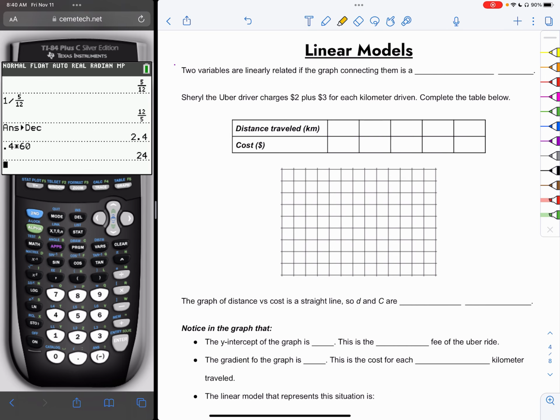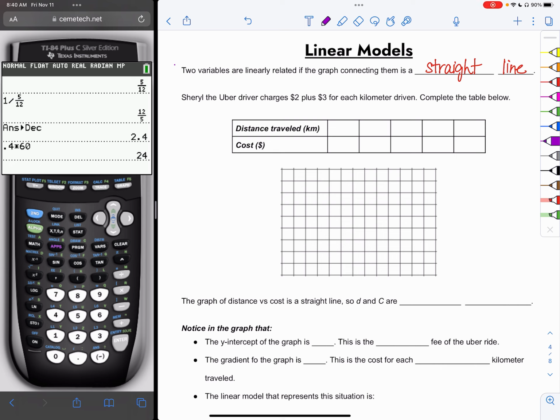Okay, so now let's look at linear models. So we know that two variables are linearly related whenever you have a graph connecting them, that graph should end up making a straight line. So it says here, Cheryl, the Uber driver, charges $2 plus $3 for each kilometer driven. We need to complete the table below.